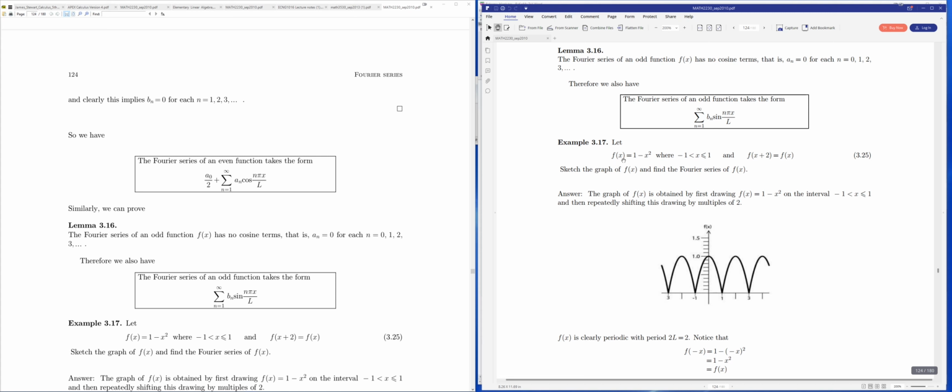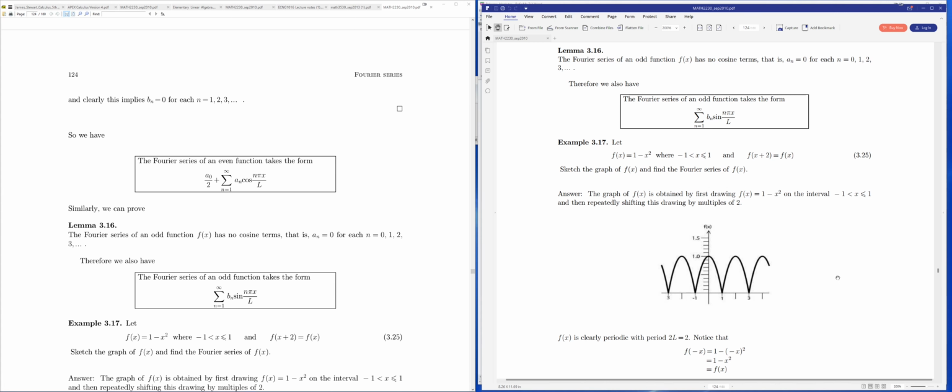Let's consider this function, f of x equals 1 minus x squared between minus 1 and 1, and f of x plus 2 equals f of x. They ask us to sketch the graph and then find the Fourier series.